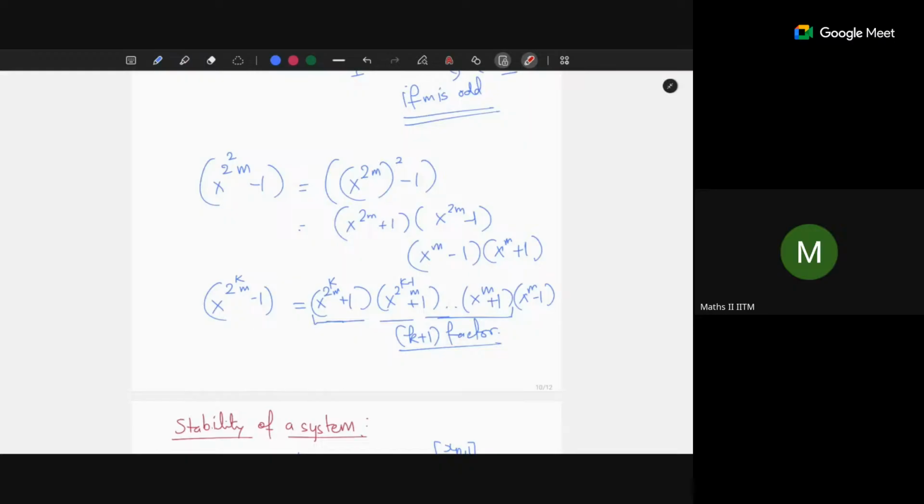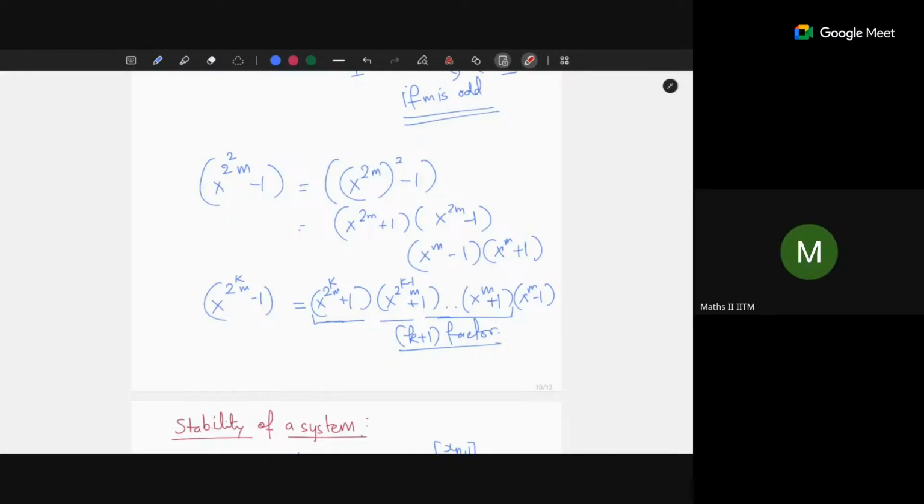Are you there, Tanji? Yes, I was just looking at your logic. So if m is odd and minus 1 is there, then only minus 1 to the power something odd will give us minus 1 again. Is that what you're saying?